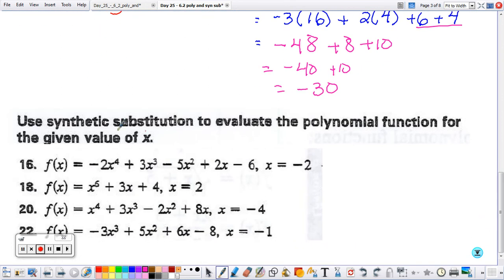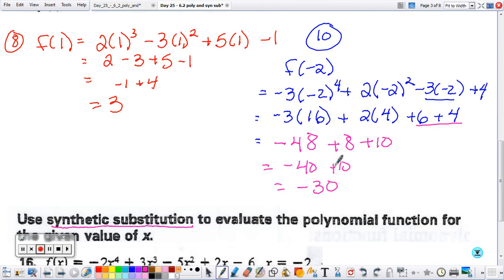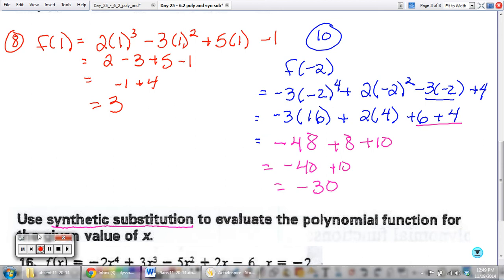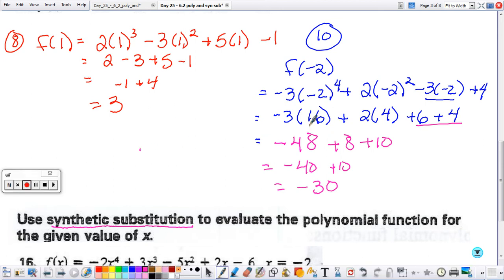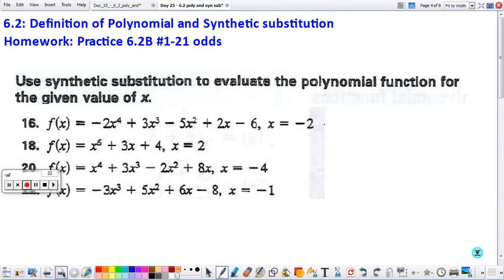Now something new is synthetic substitution. This is an awesome process. It takes this direct substitution and it makes it easier. There's less mental multiplying, especially since we're not going to be using calculators. There's less multiplying, there's less exponents to deal with. It really is a great, really cool process.